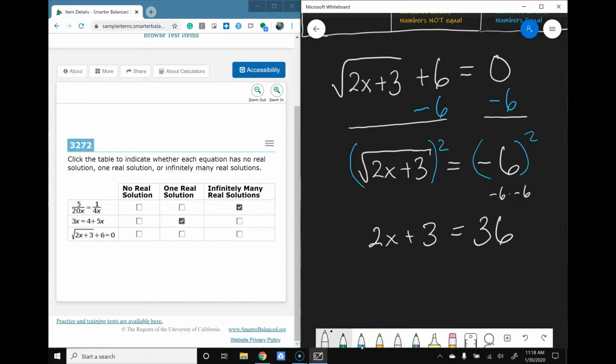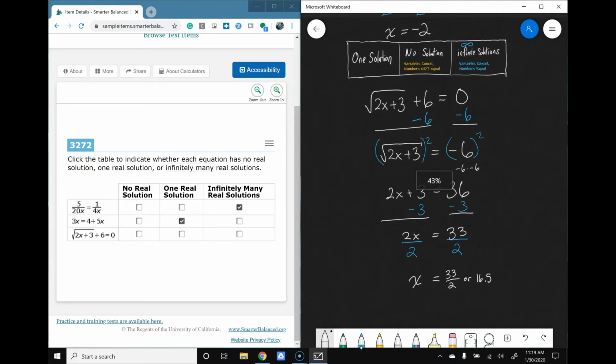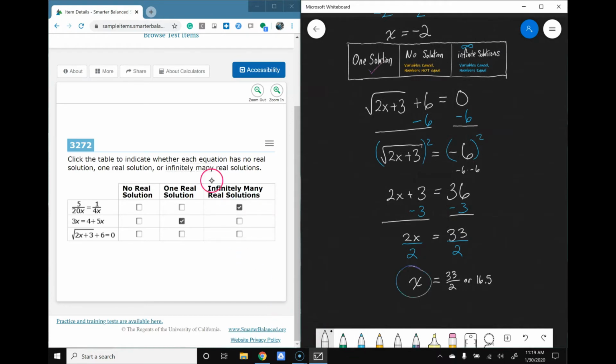We now have a common two-step equation. To solve this equation, we will subtract 3 from both sides. 2x equals 33. We then divide by 2 on both sides of the equation, and x equals 33 over 2, or 16 and a half. Either way, the solution type is one solution. We can come over to our table and click confidently that this equation has one real solution.